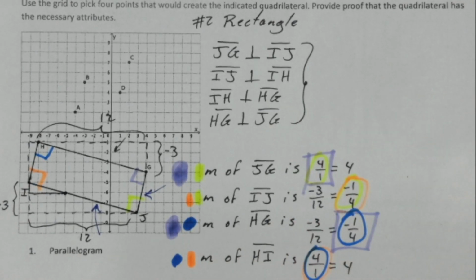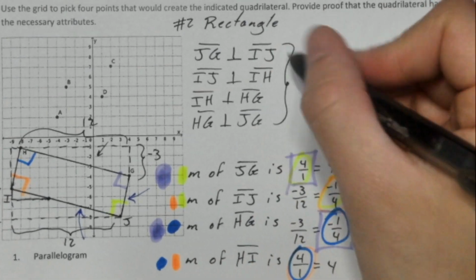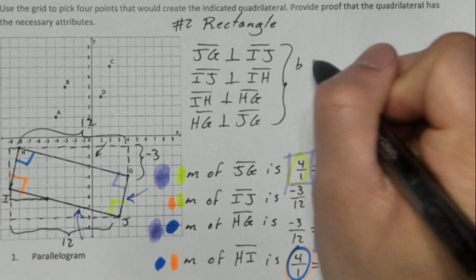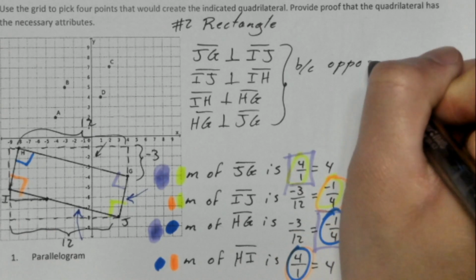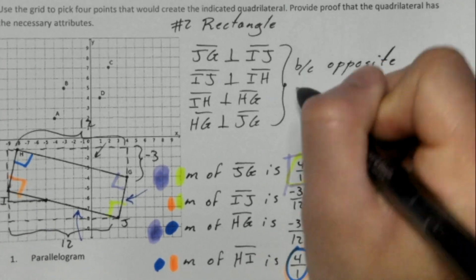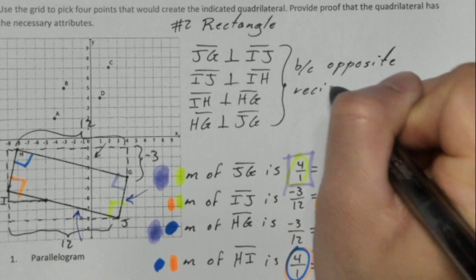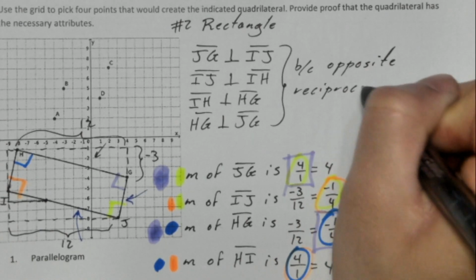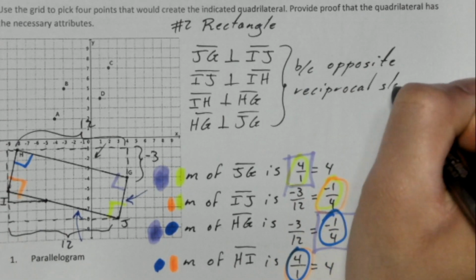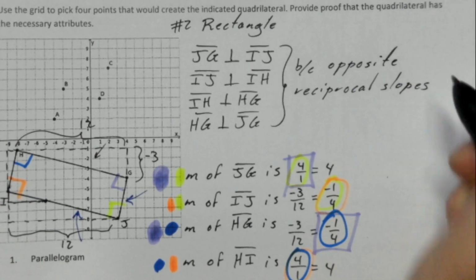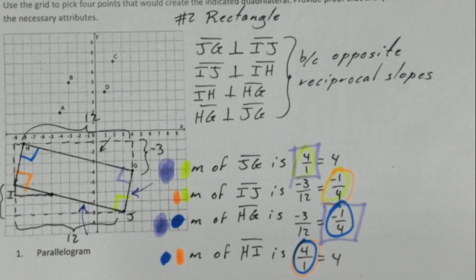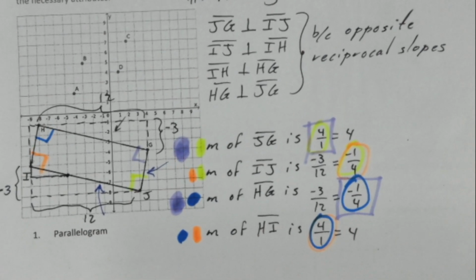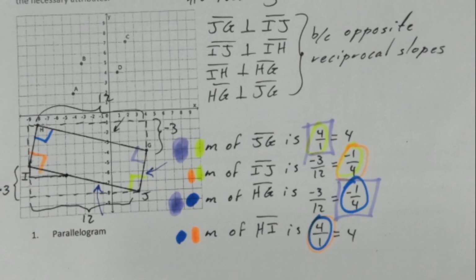Again, you want to explain why. Because opposite reciprocal slopes. I know this could be a lengthy problem, but it's just a process that has to be done. Okay, and that's just the angles now, all right?